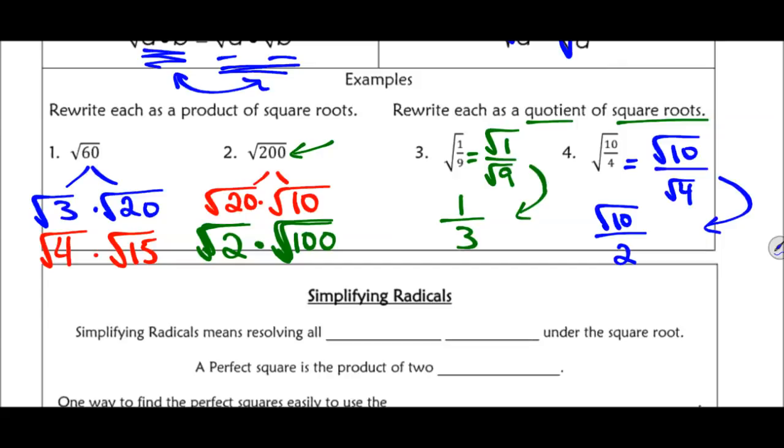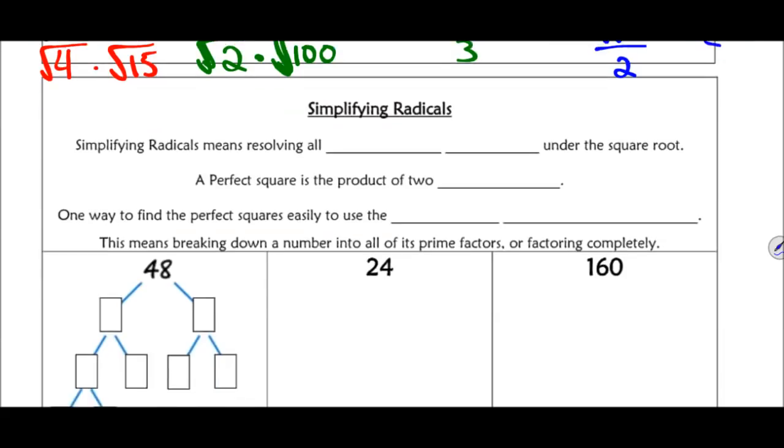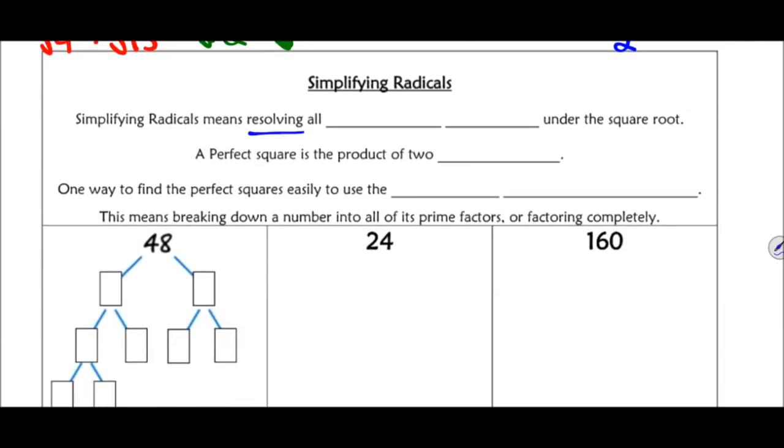So when I talk about simplifying a radical, I'm talking about resolving all perfect squares that are under the square root symbol. A perfect square is a product of any two integers.